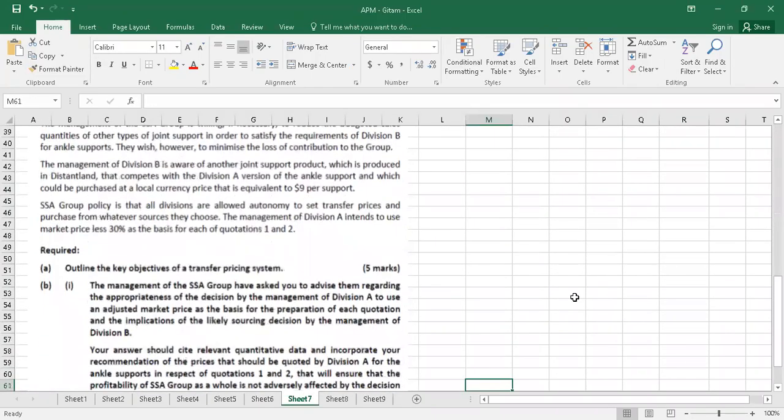The first one, part A, I will write it here only so that later on I can drag it up. Option A talks about the key objectives of the transfer pricing system.